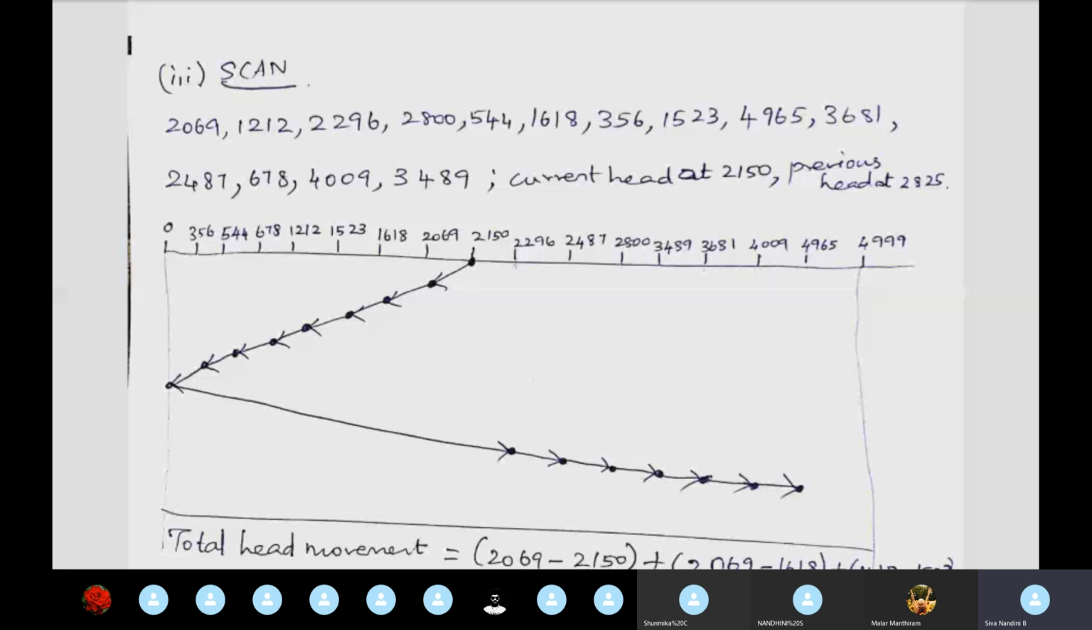So the current disk head is at 2150. தான் current disk head. Previous head எந்த பொசிஷன்ல இருக்கு? 2825. So 2825 ல இருந்து it had moved to 2150. Previous 2825 ல இருந்து 2150 க்கு மூவ் ஆயிருக்கு. So அப்போ 2825 ல இருந்து 2150 க்கு மூவ் ஆச்சுனா it is going towards which side? Left side, that is towards 0 போயிட்டு இருக்கு. So previous request எந்த சைடுல போகுதோ scan algorithm follows the same direction.